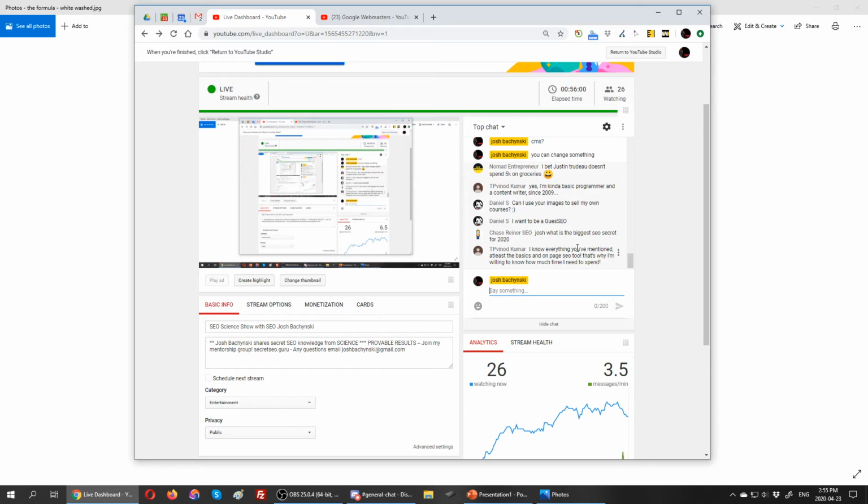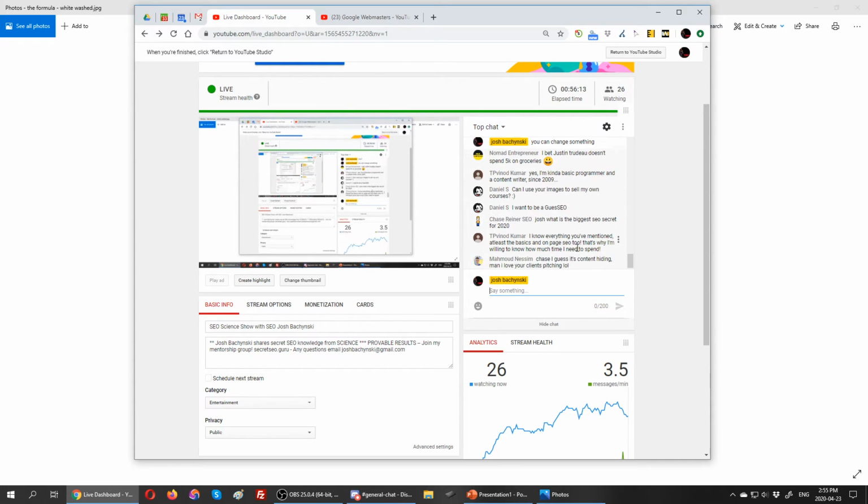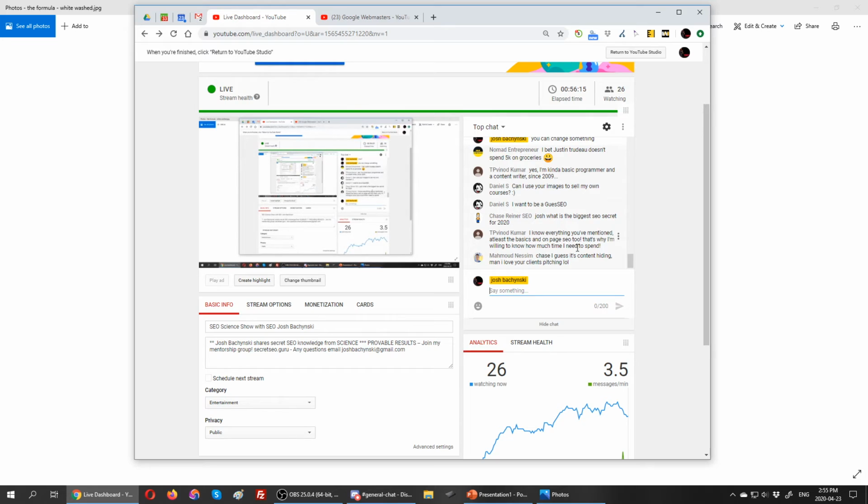Chase says, what's the biggest SEO secret for 2020? The biggest SEO secret for 2020 is interestingly the same as it's been for a while, just that in SEO University, we know what this actually means. It's quality. And so I have to use that euphemism of quality. I've already given away too much on this show as to what that is.